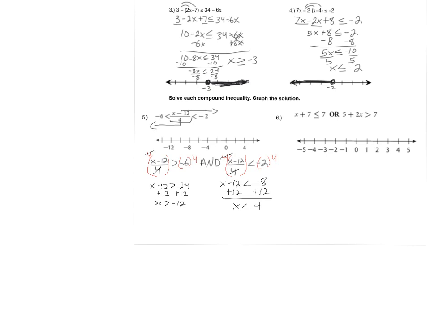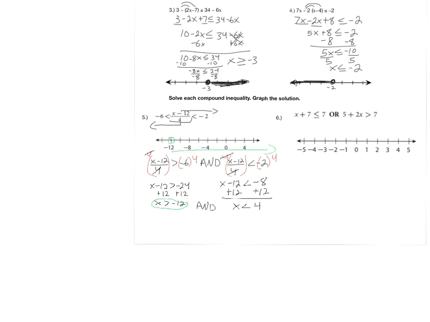And this is an and compound inequality, right? So remember, and both inequalities have to be true. Both inequalities have to be true in order for the value to be true. So with this inequality, we're starting at negative 12, and we have an open circle, and it's greater than. So we're supposed to go this way, right?